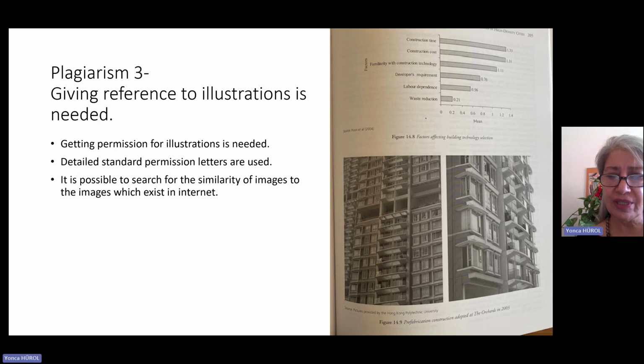Now, this is not that old, but still there's a growing issue about giving reference to illustrations, and it is certainly necessary to give reference to illustrations. It was not like that, I think, 10 years ago. And now many publication companies also ask for permission letters from the owners of these illustrations. So you should also be aware of this issue. And it is possible to search for similarity of illustrations as well.